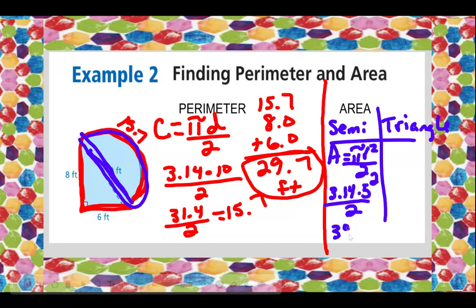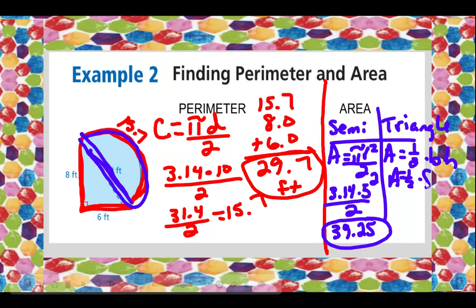I got 39.25. Okay, now let's do the triangle. So 1/2 base times height. So 1/2 times 8 times 6. Half of 8 is 4. 4 times 6 is 24.